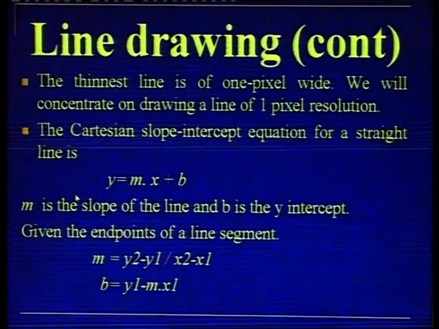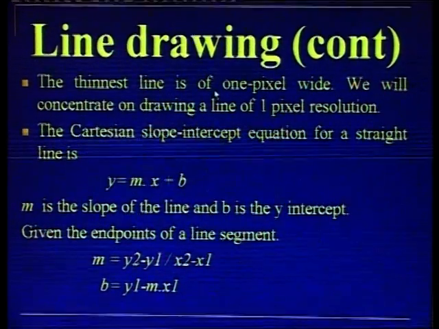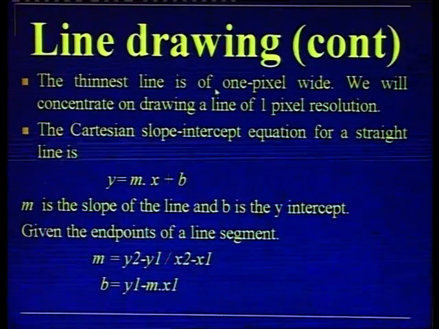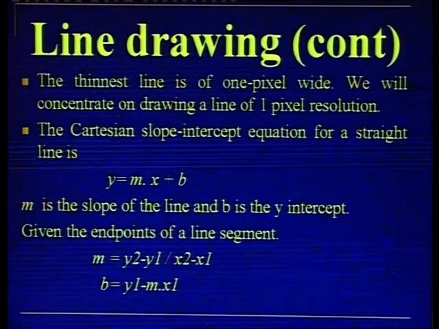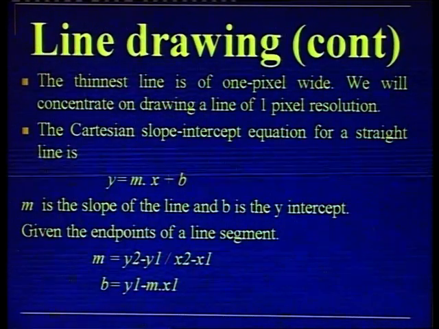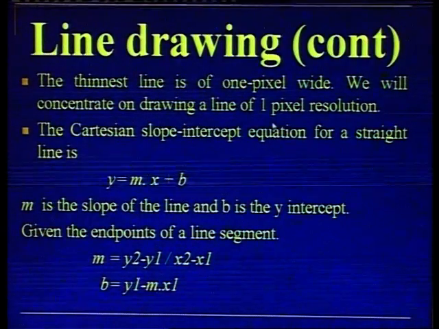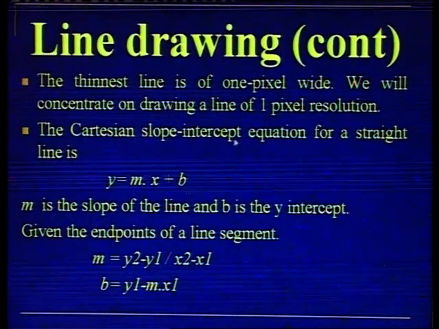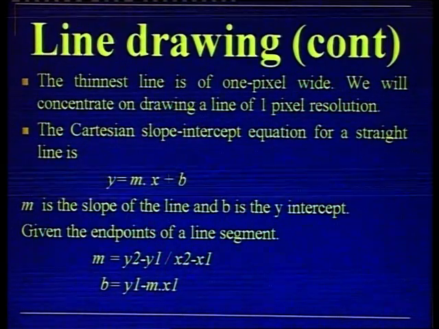The thinnest line in line drawing is 1 pixel wide. That means the smallest, minimum width line that we can draw is 1 pixel wide. We will concentrate on drawing a line of 1 pixel resolution only. Resolution is what? The number of pixels to be used in drawing an output primitive.